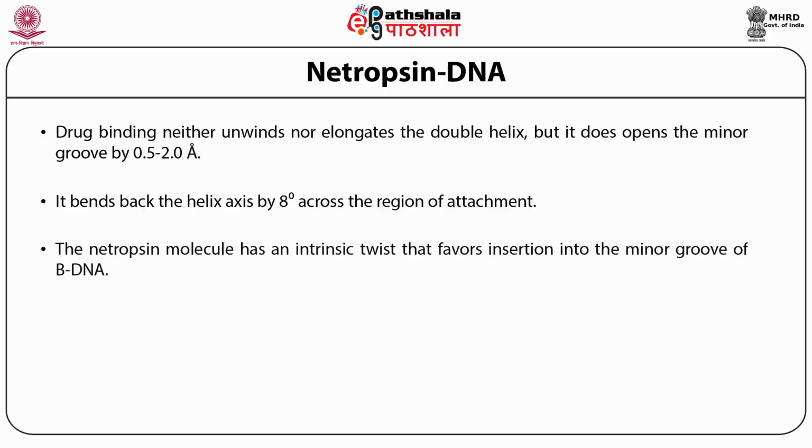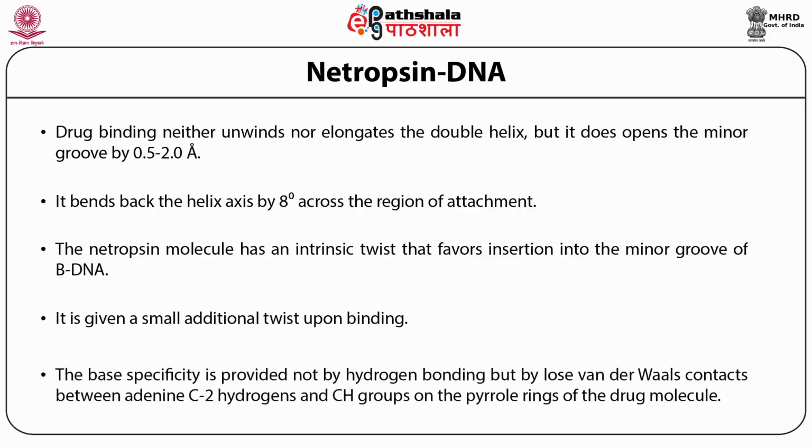The netropsin molecule has an intrinsic twist which favors insertion in minor groove of B-DNA. It is given a small additional twist upon binding. The base specificity is provided not by hydrogen bonding, but by loose van der Waals contacts between adenine C2 hydrogens and CH groups of pyrrole rings of the drug molecule.